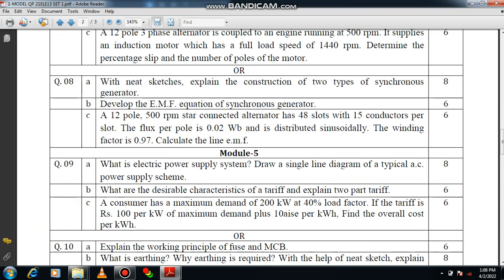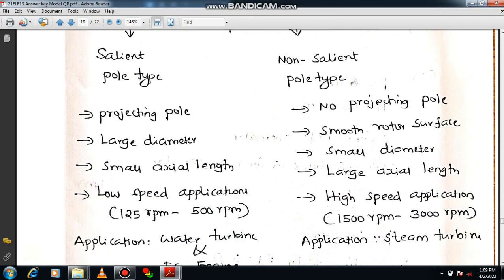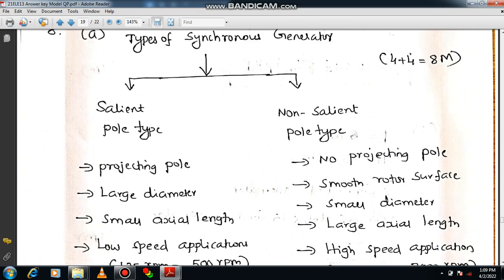Let us look at question number 8. You have to explain the types of synchronous generator. Let us see how I have written the answer. Here you are supposed to explain the salient pole type and non-salient pole type alternator with the relevant diagram and application. That you are expected to do. Definitely you will be getting 8 marks, 4 plus 4. 4 for the salient pole type alternator, another 4 for the non-salient pole type alternator. Like that you can plan.